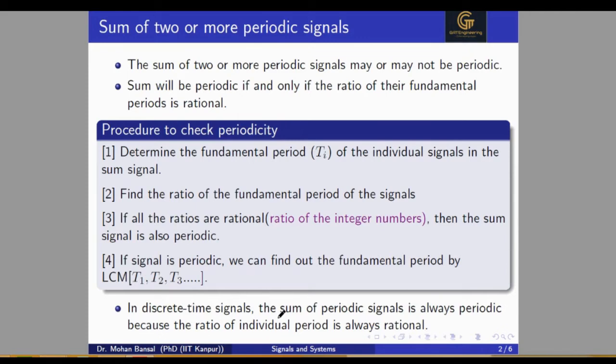In discrete time signals, the sum of periodic signals will always be periodic, because the ratio of the individual periods is always rational.